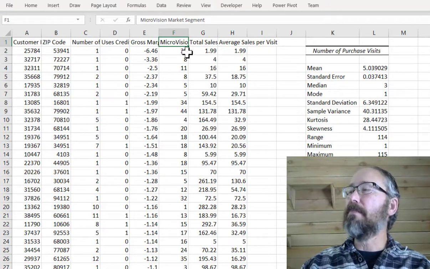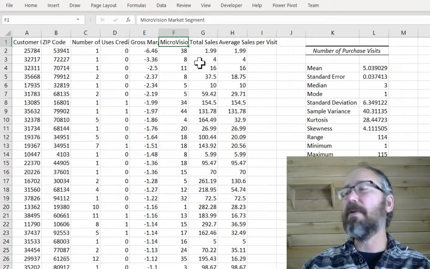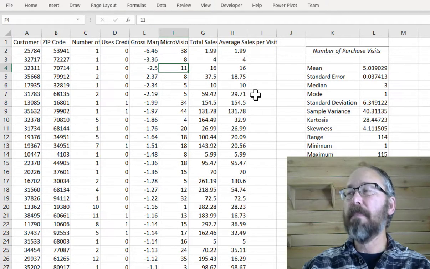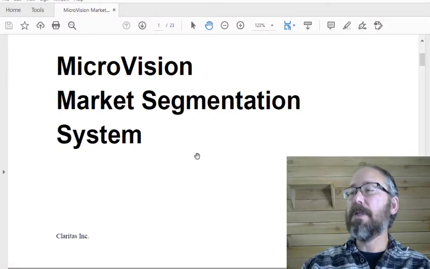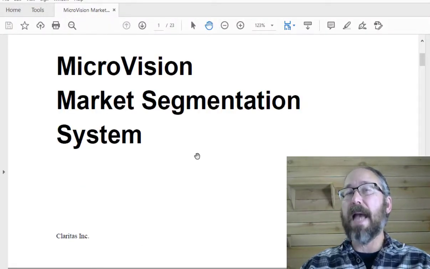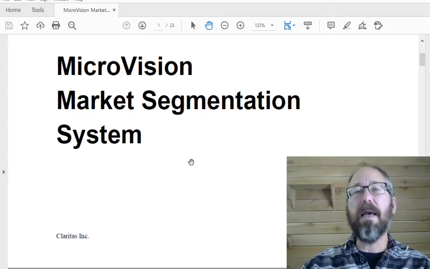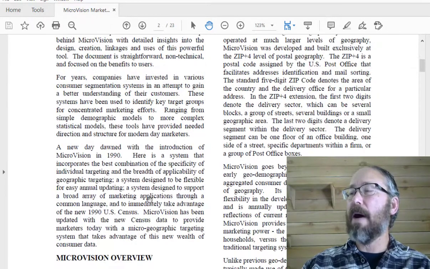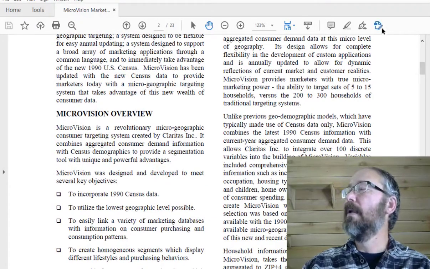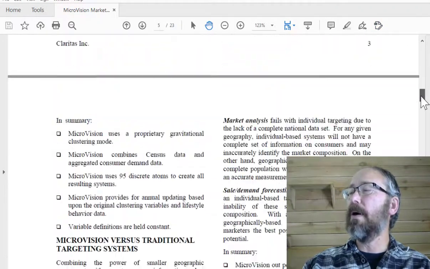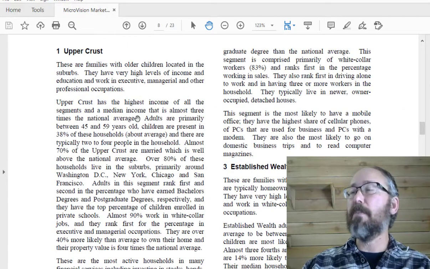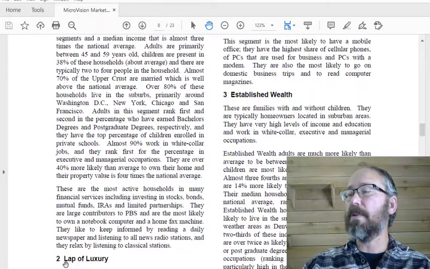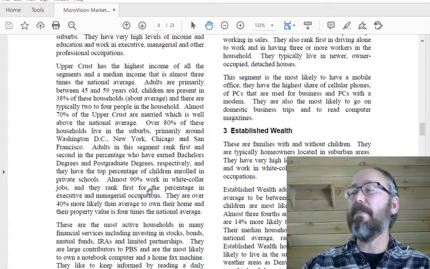The next column is Microvision market segment, and you can see that there are numbers here, 38, 8, 11. So what does that mean? Well, there's a company that has developed these market segments, and it's an actual system, and we've got a PDF of that where they explain how they developed it and what's behind it. And if we scroll down to section 2 of this paper, we get a description of what each of these numbers mean. So number 1 is upper crust, number 2 is lap of luxury, established wealth, and we can read about what it means.